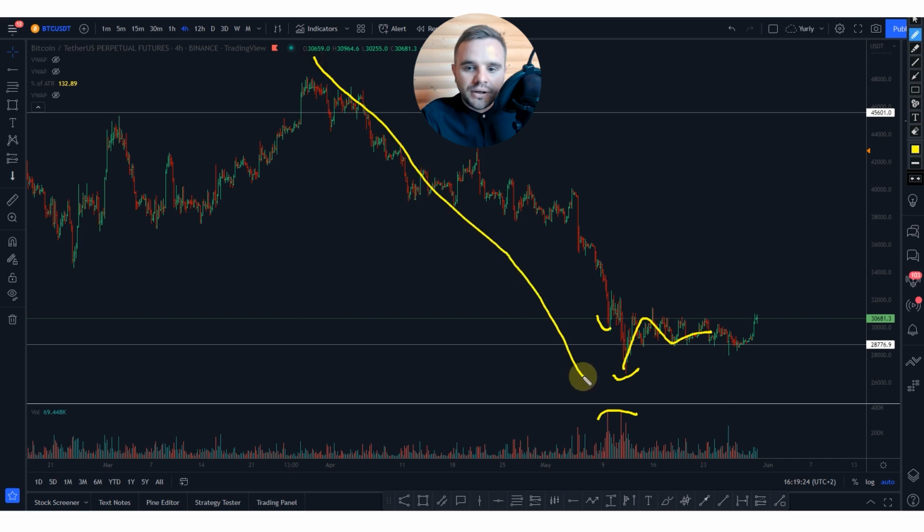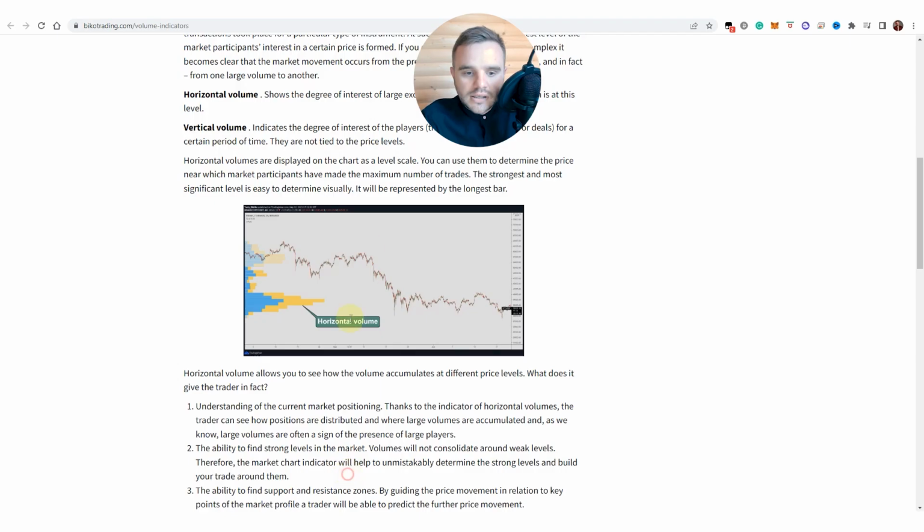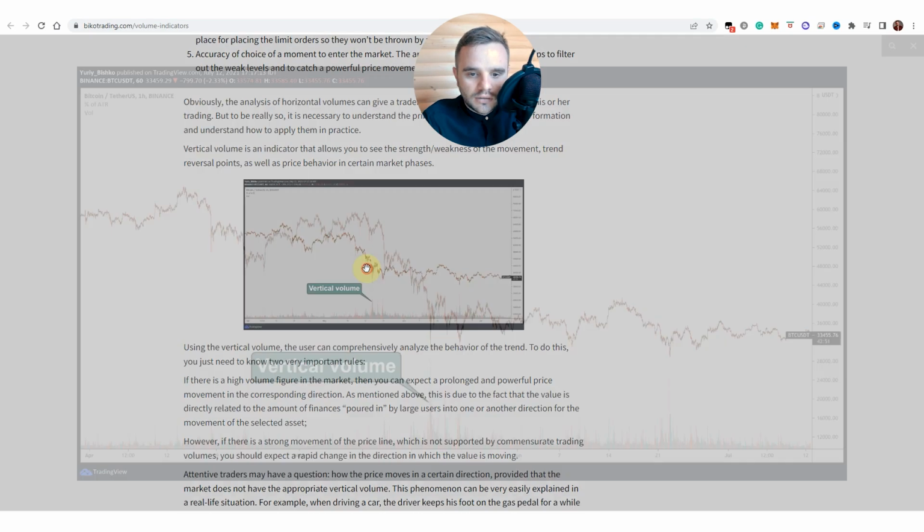It stopped all this bear trend and started a small range, and at this moment, pay attention, another big volume exactly at the bottom. I like this kind of volume. This kind of volume is called a vertical volume.